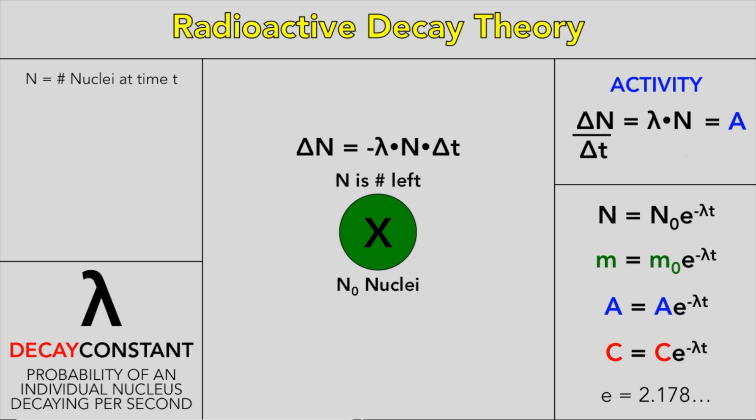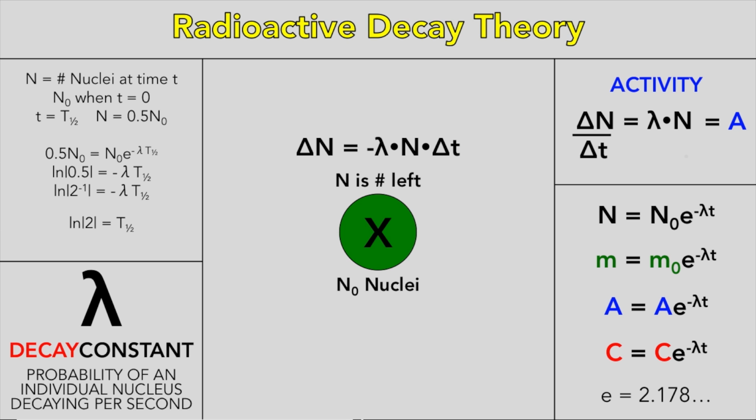You can relate the half-life to lambda with a bit of maths. The number of nuclei N at time t equals 0 is N0. Therefore, at time t equals t half, N will equal half N0. Sub this into the earlier equation, and the N0s cancel out, leaving 0.5 equals e to the minus lambda t half. Natural log both sides, and you get ln 0.5 equals minus lambda t half. 0.5 is just 2 to the power of minus 1, cheeky log rules, and voila: ln 2 over lambda equals t half.